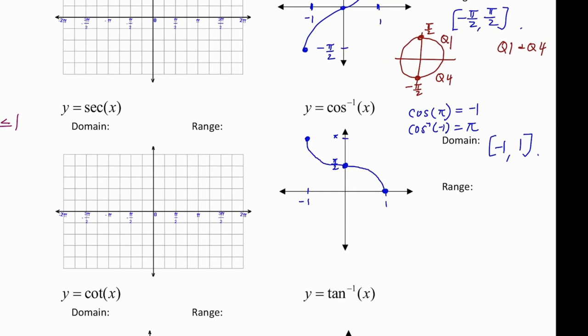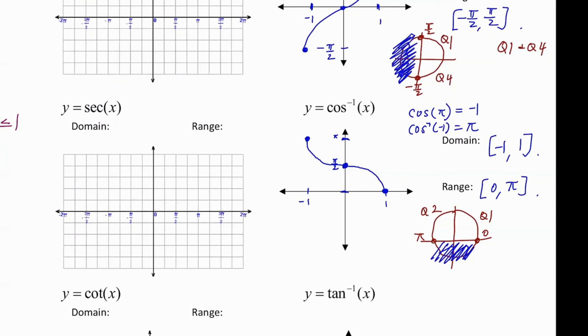And your range is going from 0 to pi radians, which on a unit circle, you have to remember is going to be from quadrant 1 to quadrant 2. Solutions to inverse cosine only exist in quadrant 1 and quadrant 2. So I'm going to cover this up. Just like inverse sine, no answers here.